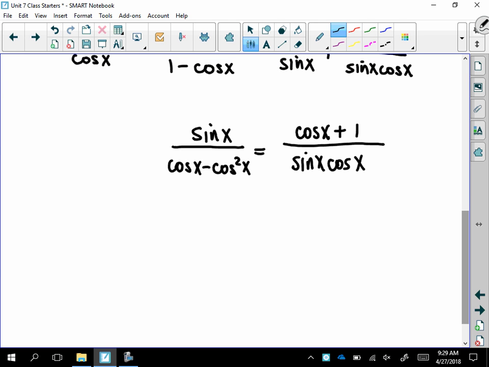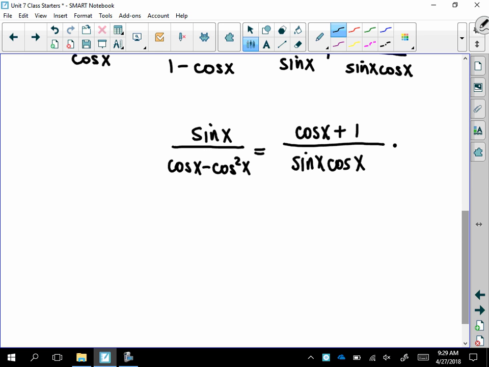Nothing cancels yet. I thought about factoring the cosine x plus cosine, but that doesn't really do anything. Yes, it is. I did this one. All right, multiply by sine. Yes. All right, there's several different routes that you could take at this point.